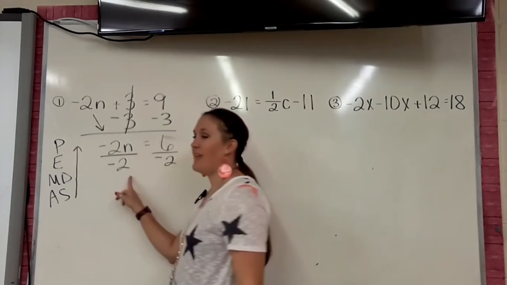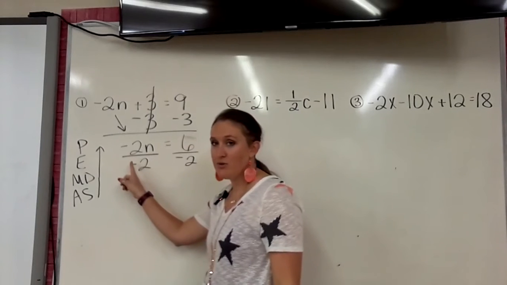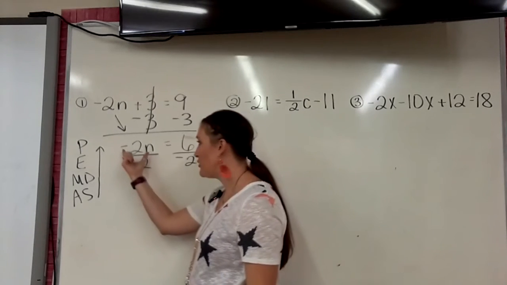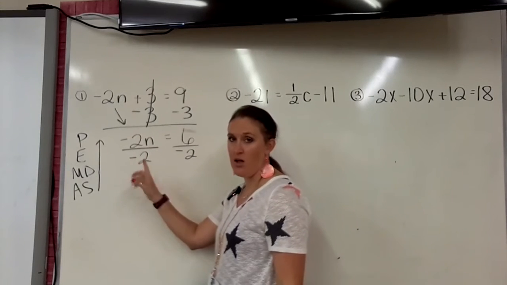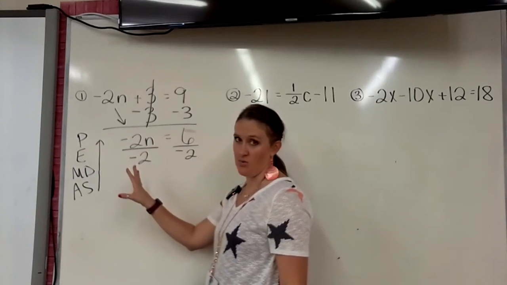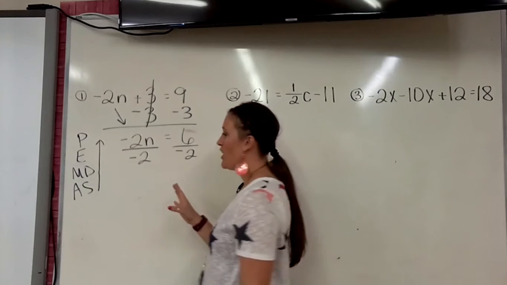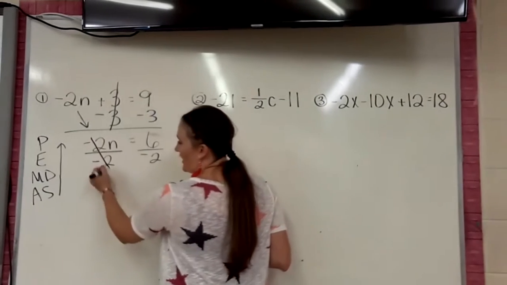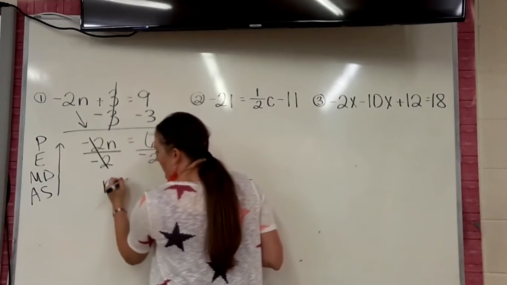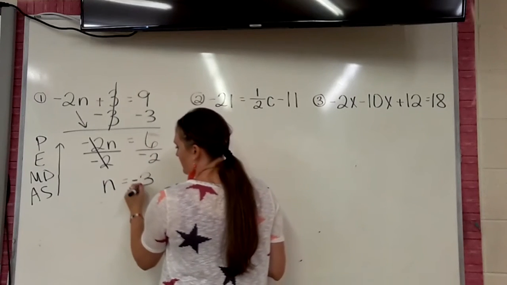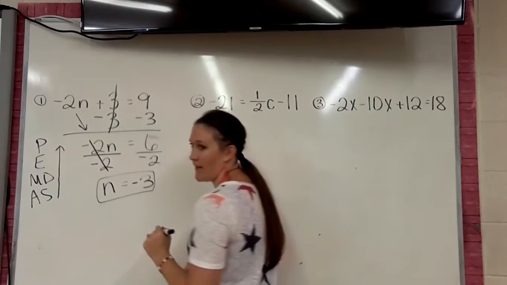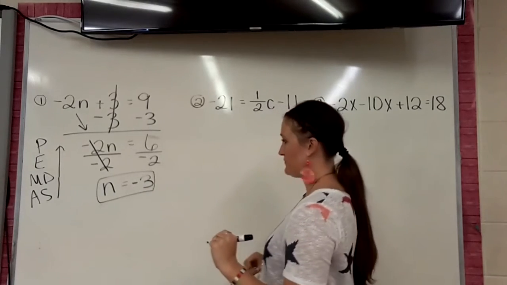Now, that means divide. If I were to add 2, that wouldn't get rid of just the 2. That would move the 2 and the n across the equal sign, which would cancel it out, and we would be left with nothing over there, and you don't want to cancel everything out. So, negative 2 divided by 2 is 1, which means we have 1 n left. That's what we want. 6 divided by negative 2 is negative 3. So, n equals negative 3 is the answer to the first one.